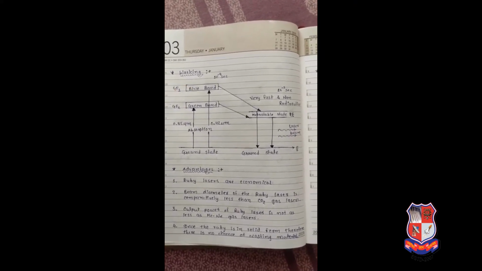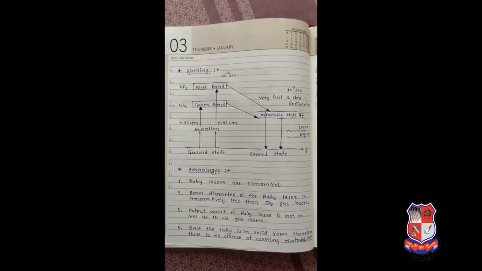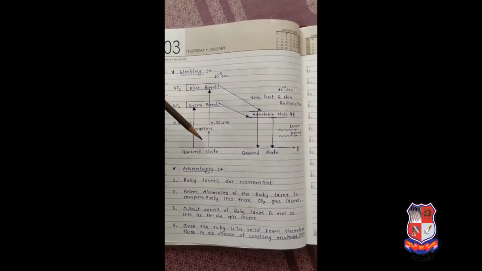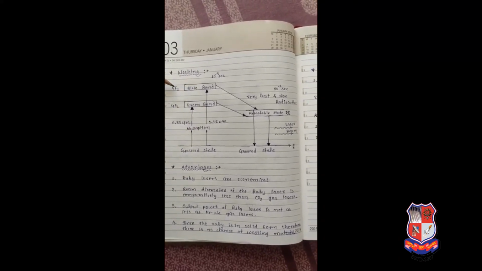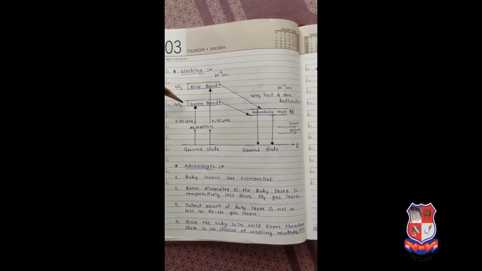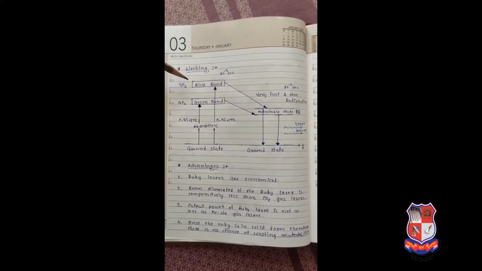The chromium ion which absorbs the 0.42 micrometer component of the flashlight from the xenon lamp reaches the blue band, or we can say the 4F1 layer. So this is the energy consumed by the chromium ions. Some of the ions reach the green band and some reach the blue band.